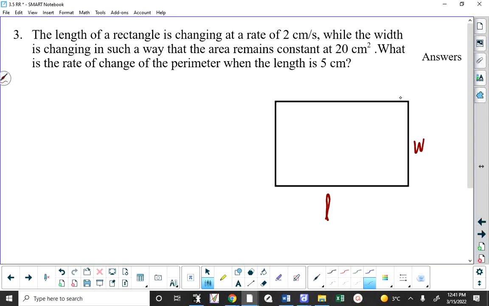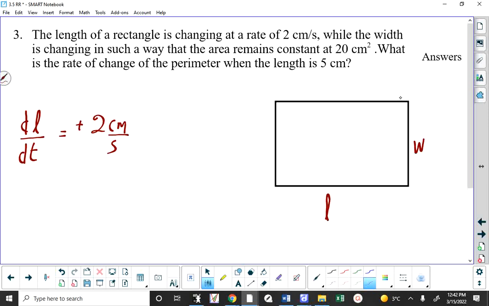Let's sift through all these words and pull out rates of change. It says the length of a rectangle is changing at 2 centimeters per second. Now, that's interesting. It doesn't say whether it's increasing or decreasing. I think it's something we have to be careful of concluding, but if it doesn't say, I think it's reasonable to say that the length is increasing.